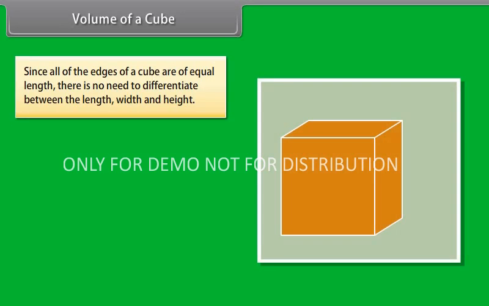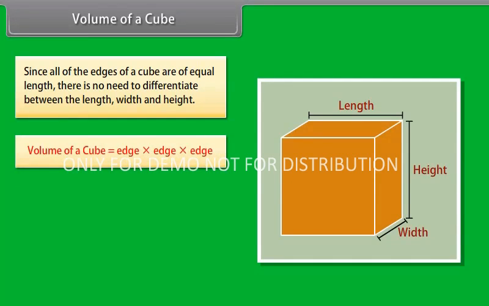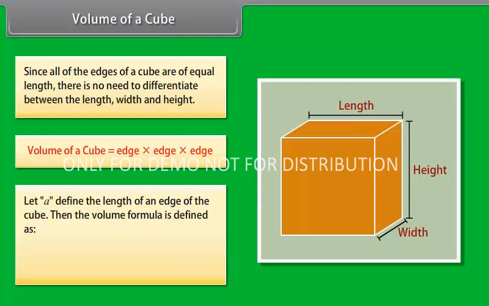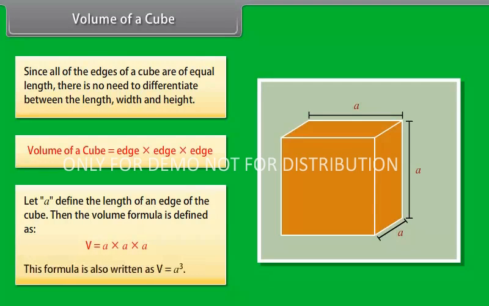Volume of a cube. Since all of the edges of a cube are of equal length, there is no need to differentiate between the length, width, and height. The volume of a cube is determined by multiplying the length of three edges of the cube. Let A define the length of an edge of the cube. Then the volume formula is defined as V equals A into A into A. This formula is also written as V equals A cube.